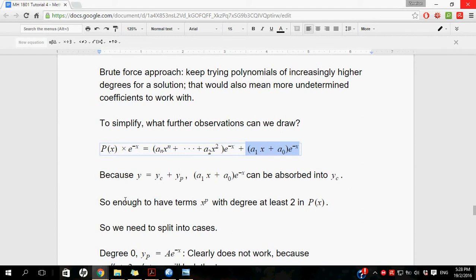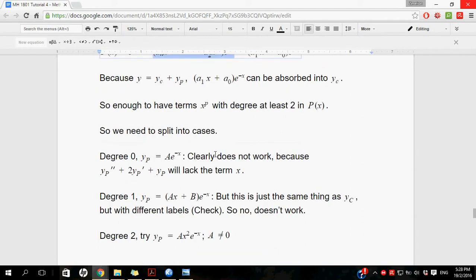What this therefore tells us is that it is enough for us to have terms in p of x with degree at least 2. That is to say, it is enough for us to start looking at polynomials p where the term with the smallest degree has power 2. And we will make use of this because it will simplify our computations a lot.